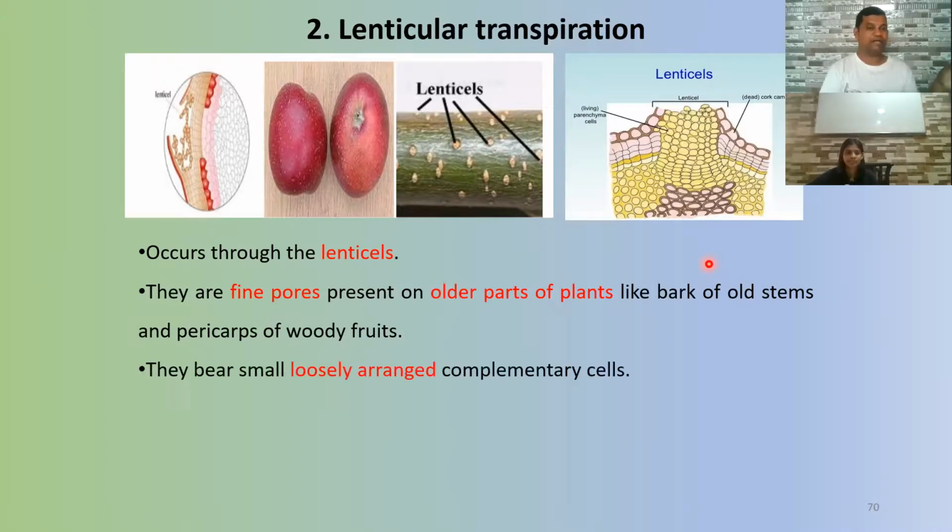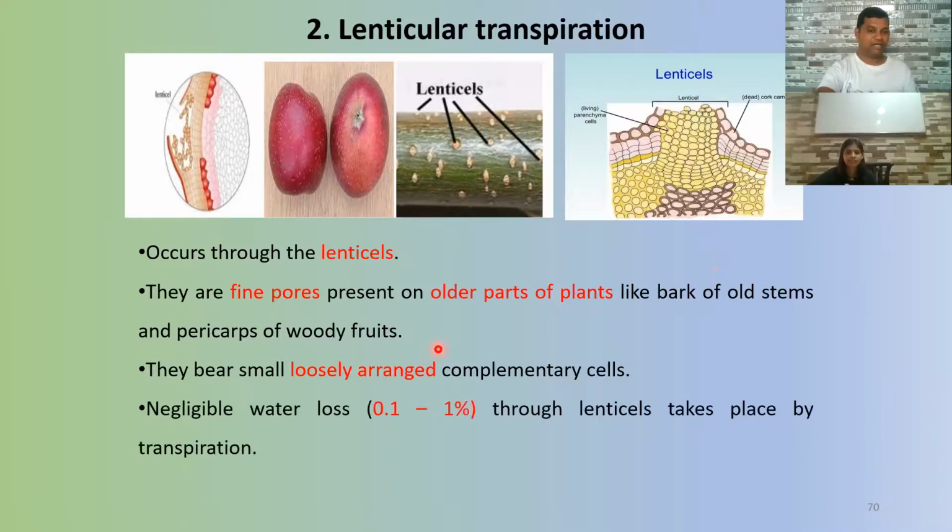Yes. Transpiration can take place through lenticels, which are made up of complementary cells. These cells are loosely arranged. The amount of transpiration through the lenticels is the least, just around 0.1 to 1%.